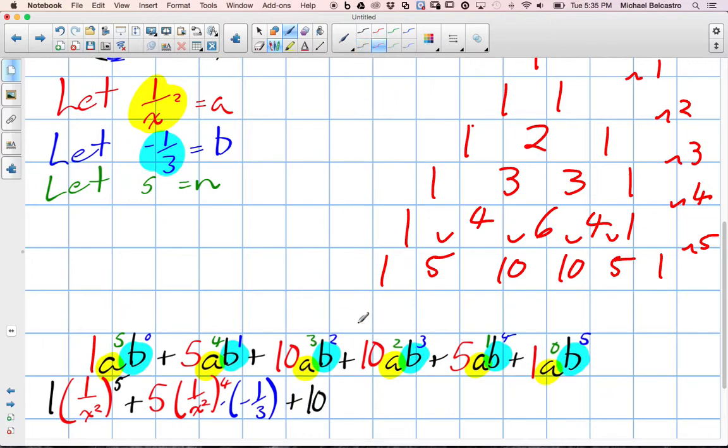So I'll quickly do my best here. 10, the a value again is 1 over x squared, this time to the power of 4. Our b value is negative a third squared, plus 10 again. Did I write that right? This should have been 3. Okay, the reason I knew that was wrong is because the exponents in all of your terms must go 5, 4, 3.